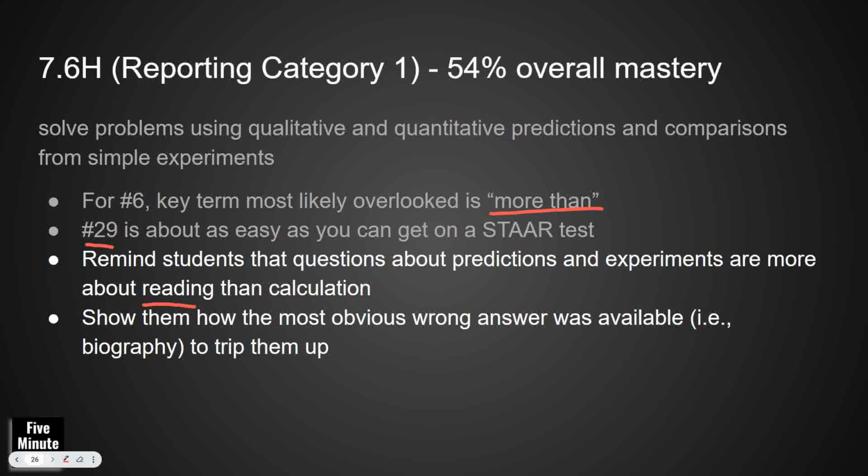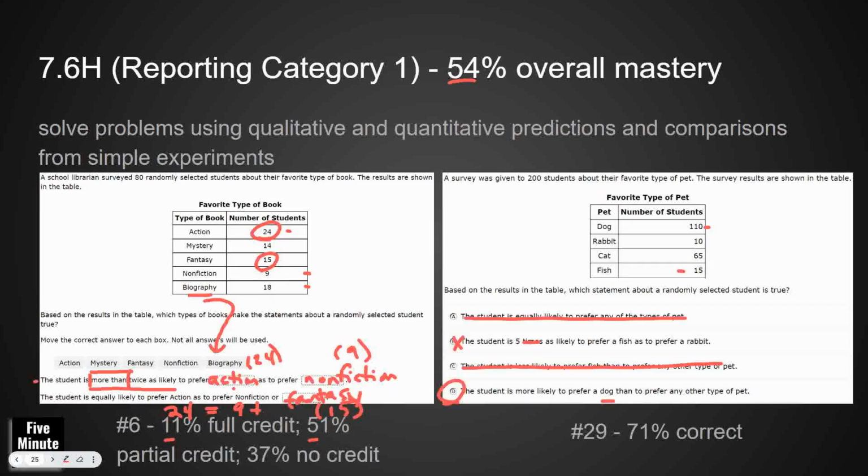And then we need to show them how the most obvious wrong answer was available, like biography, to trip them up. They immediately saw twice as likely, they saw 9 and 18. They're stacked right next to each other. So visually, it's easy to compare those two, and that was done to probably trip them up.